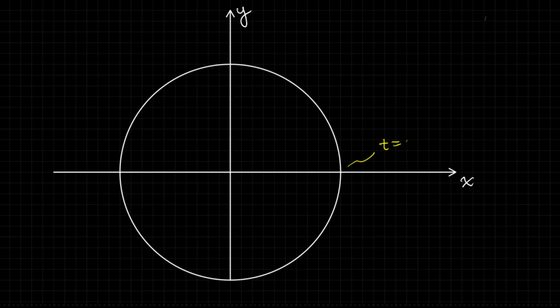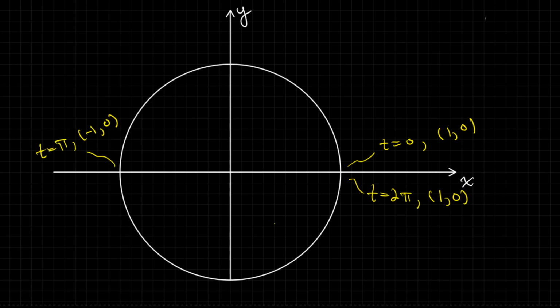That is, for t equals 0, we know that (1, 0) is the terminal point. Similarly, for t equals 2 pi, we know that this has the same terminal point, (1, 0). We know that for t equals pi, the terminal point is (-1, 0). For t equals pi over 2, we know that the terminal point is (0, 1). And finally, for t equals 3 pi over 2, we know that the terminal point is (0, -1).